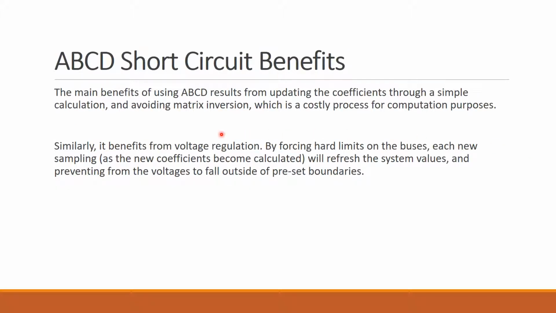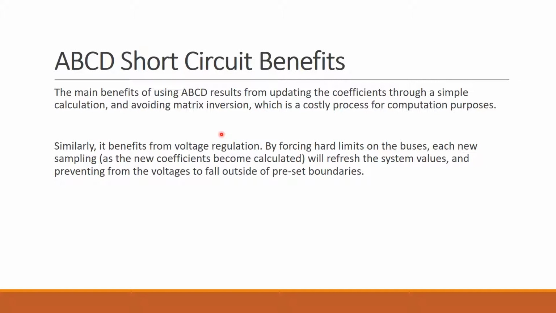So the benefits of ABCD short circuit calculations are going to be that the main benefits of using this process is that the results are really easy to obtain only by updating the coefficients. When we have our ABCD matrix set up, we plug those values into the previous equations that we saw, and we avoid matrix inversion, which is a costly process for computation purposes.